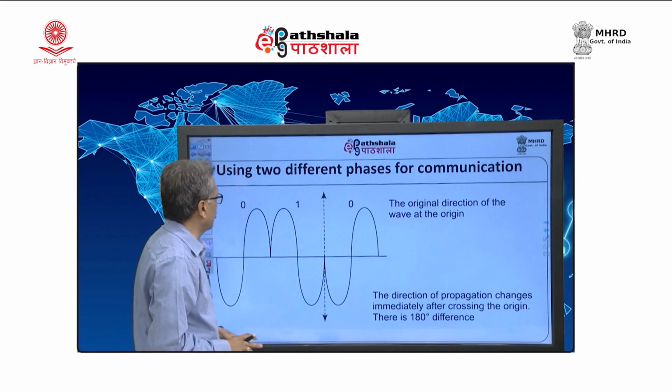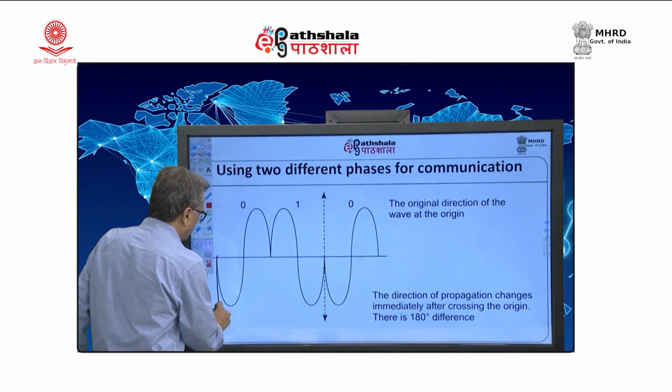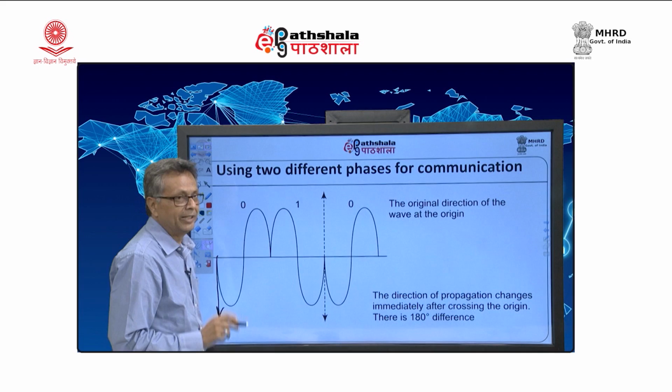The next slides throw a little more light on it. I have decided that I'll use two phases, 0 and 180 degrees. Oh, sorry, 90 and 270. So if my wave is going downwards in the beginning, it will be 0.